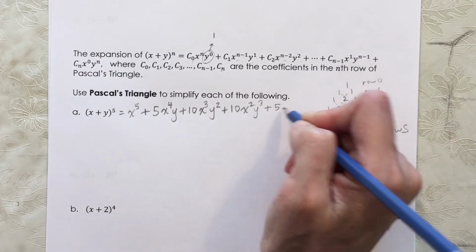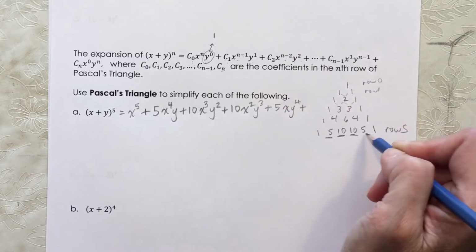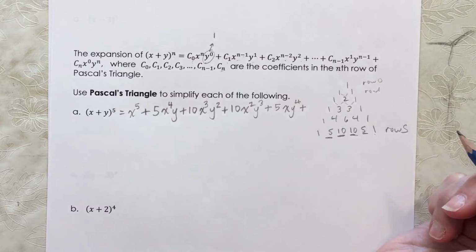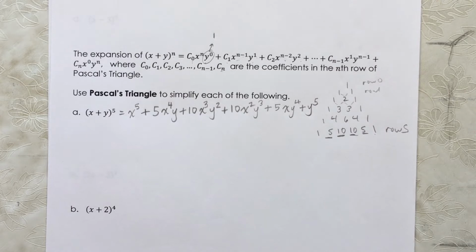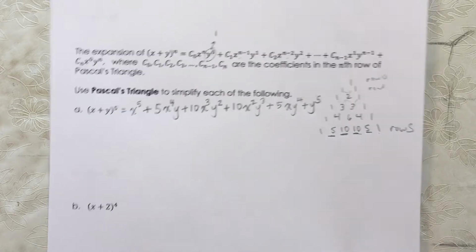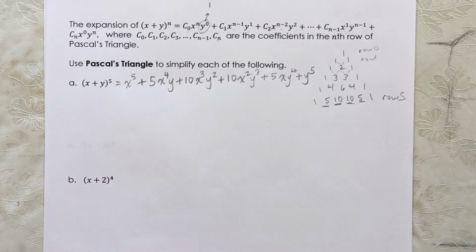Plus 5x to the 1, y to the 4th, plus 1, which I don't need to show, x to the 0, which is also 1, which I don't need to show, y to the 5th. So without doing any FOIL, just using Pascal's triangle, we've gotten (x + y)^5 all expanded out and all of the like terms collected without doing FOIL a bunch of times. Collecting all those terms would take a really long time. So now we changed the y to a 2. How does that change things?